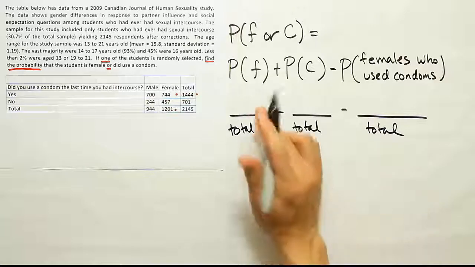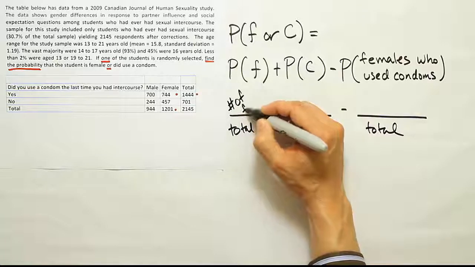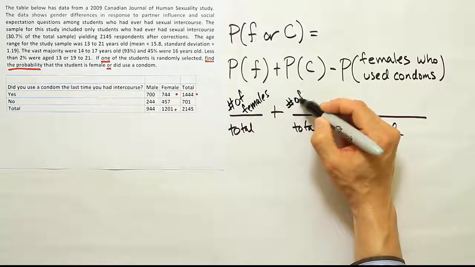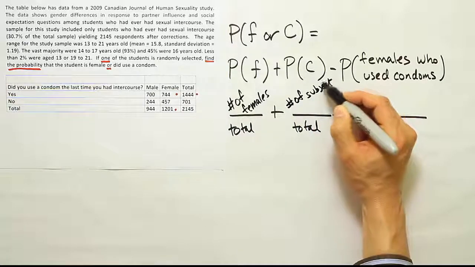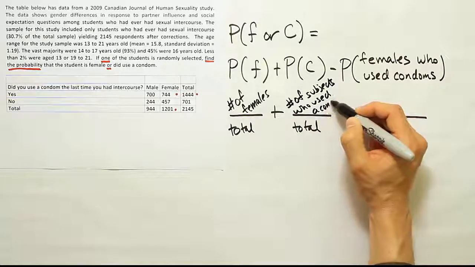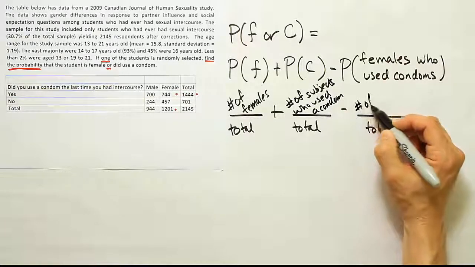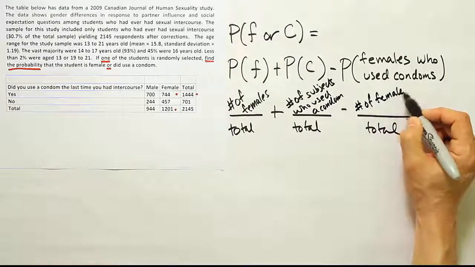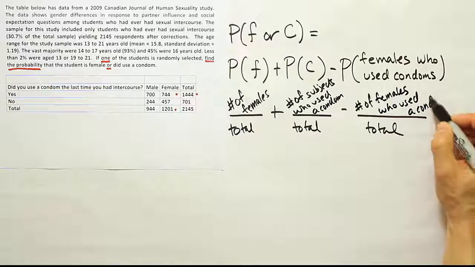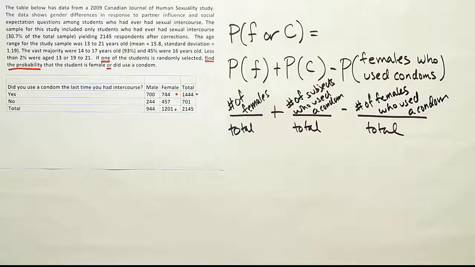That's easy enough. But the top will correspond to what we have in this parenthesis here. So it'll be number of females in this case. Number of females. This next one will be number of subjects who used a condom. And this last category, we'll put them together. So it'll be the number of females who used a condom. Okay, so that blends the two categories together. All right, so now we have written out in words. The rest should be pretty easy.